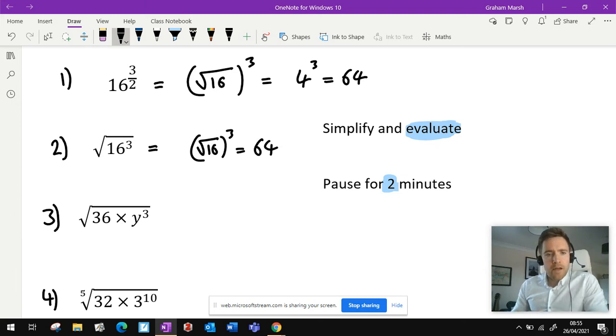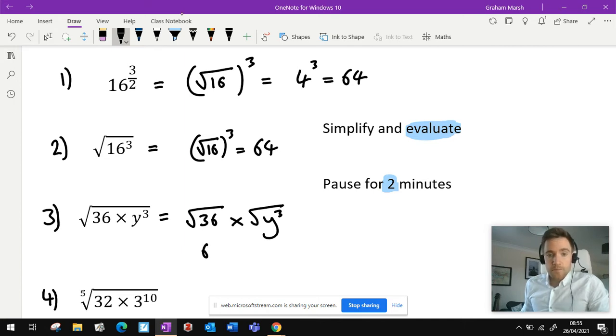The third one has two terms in it. There's 36 and this y cubed. Now, when you're working with surds, you can split these two up into separate surds that are then multiplied together. So I'll show you what I mean. You can write it as root 36 multiplied by root y cubed. It's the same thing. Now, root 36, we can evaluate that, so that's just 6.